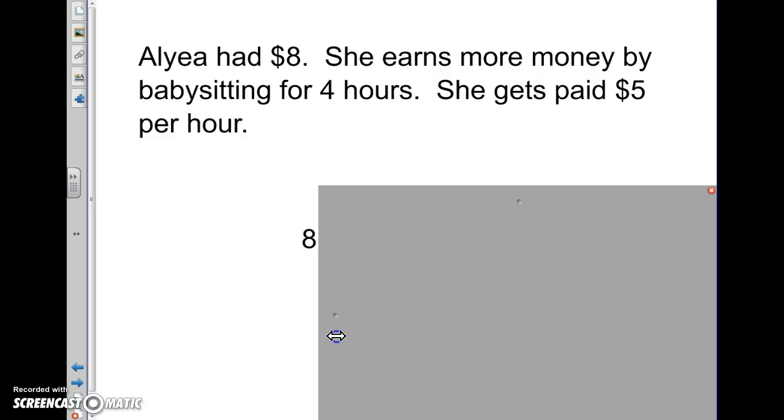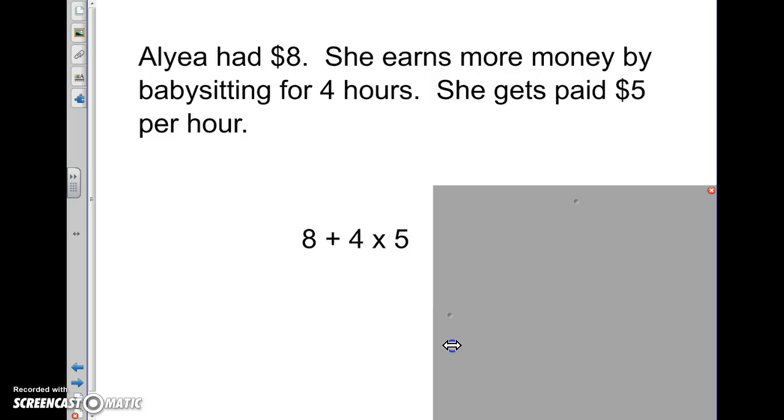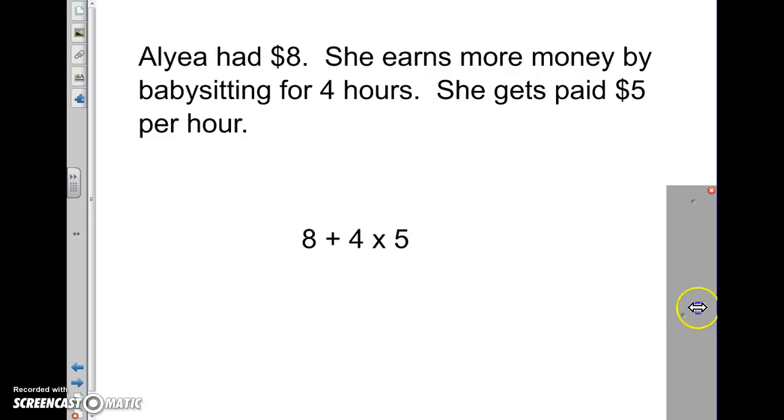Then she earns more money by babysitting for 4 hours, which means she's going to get more, which means we are going to use addition, right? So we're adding to the $8 she already has, and what we're going to add is those 4 hours at $5 per hour, right? So this is what the expression should look like, because she makes $5 per hour for 4 hours. She already had $8. So it adds the 8 to the 4 times 5.